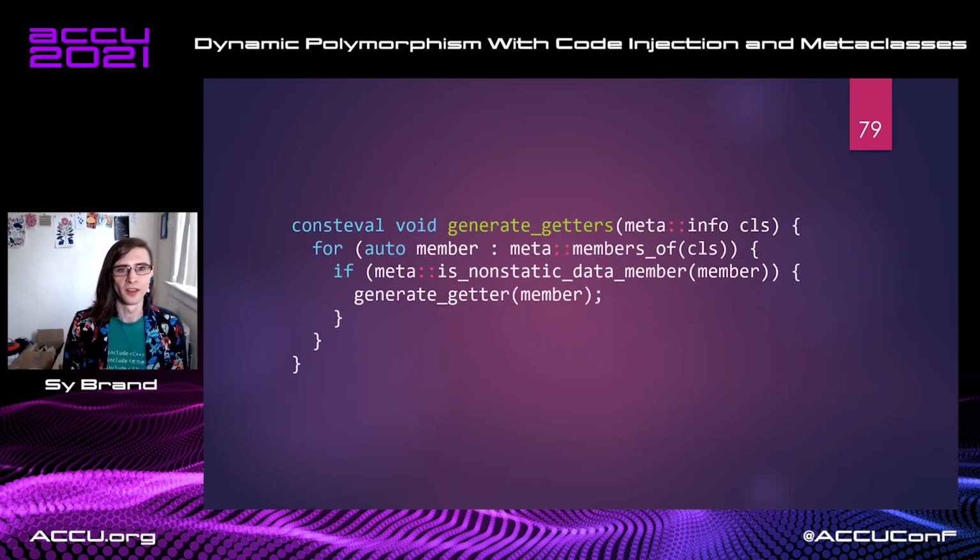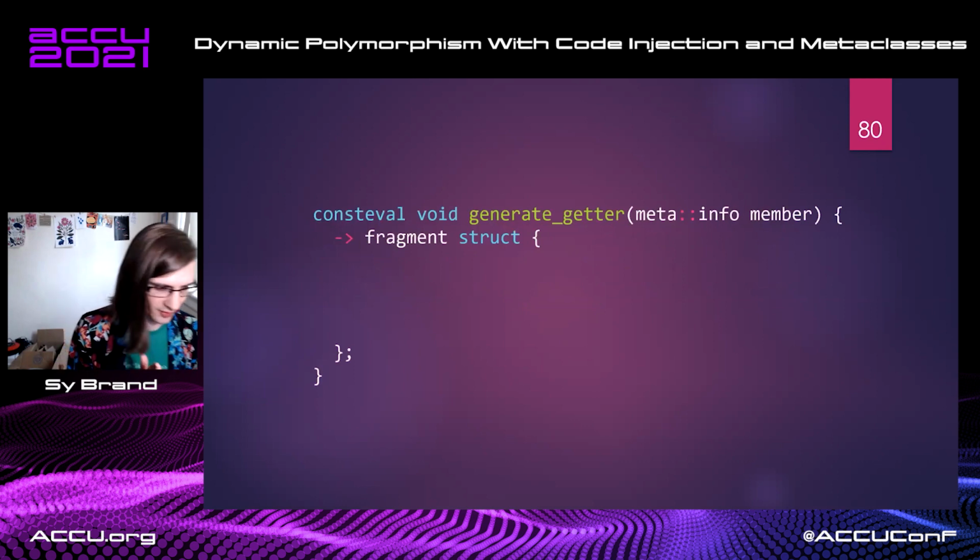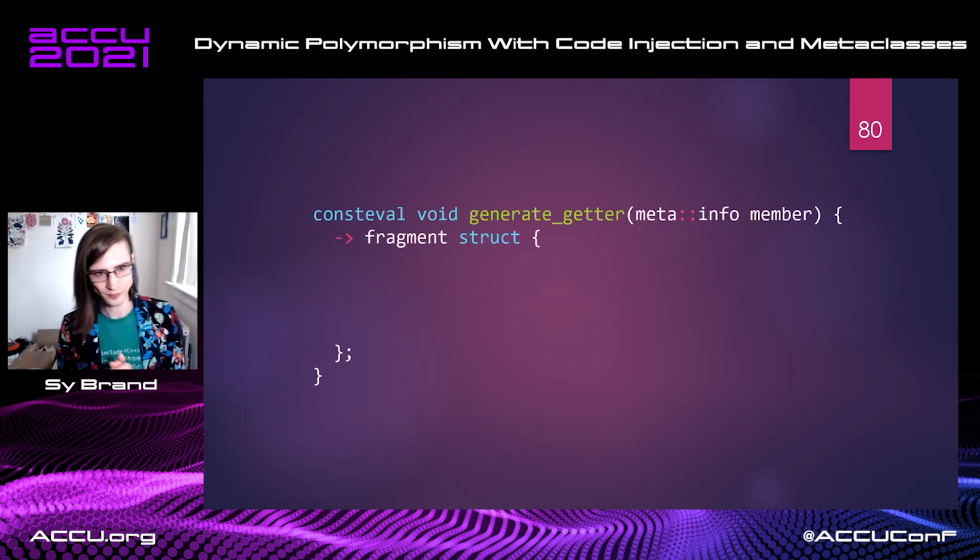Now we have our generate getters function. This is the meta info type, which I mentioned earlier, which represents the reflection information. And kind of similar to the enum example, we're going to iterate over our members. We're going to ask if our member is a non-static data member. And if it is, then we're going to generate a getter function for it. Then our generate getter function is going to look like this. Now, this is where the magic of code injection comes in.